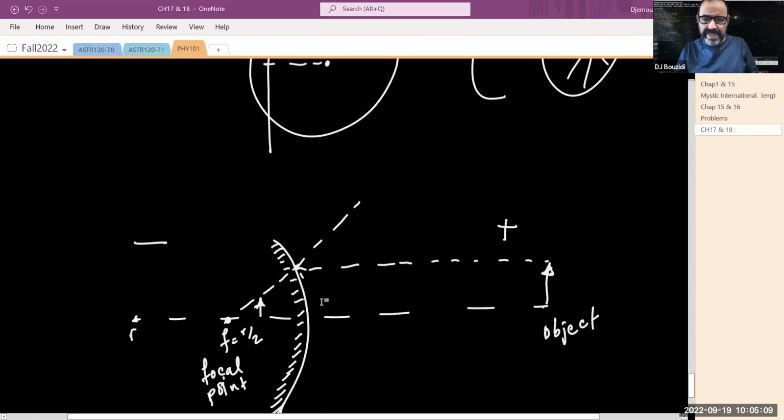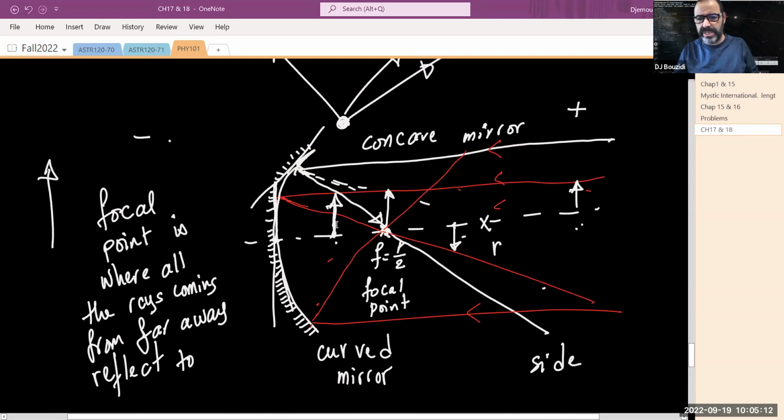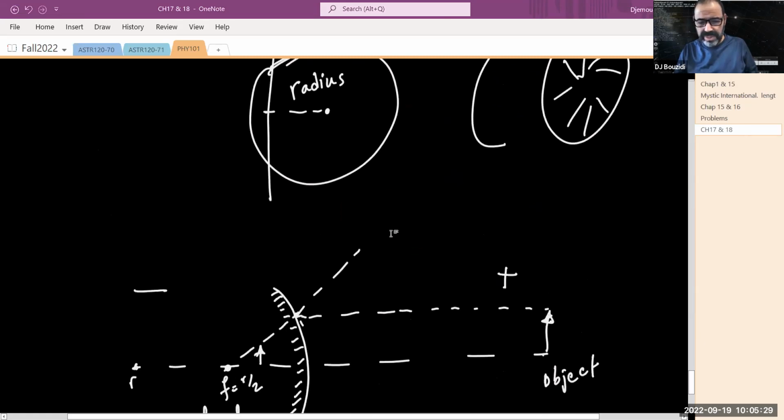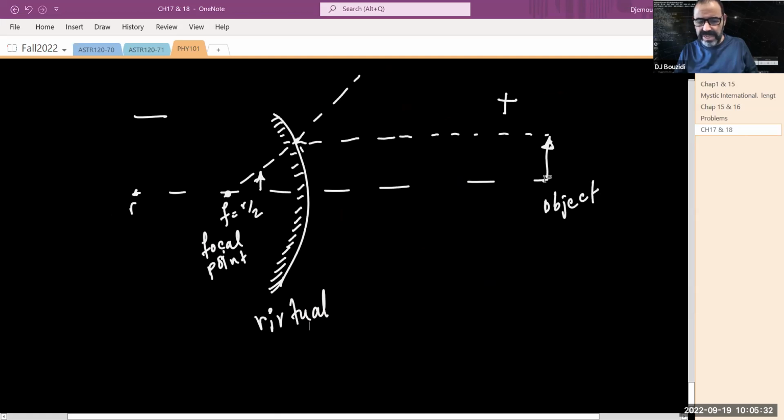Unlike the previous case, that can be real or virtual depending on the position of the object. If the object is at a distance less than the focal point, the image is actually virtual. But if it's at a higher distance than the focal point, then the image is actually real. When it's sitting on the focal point, then you have a problem. In this case, if the object is far away, it looks smaller, and the image is going to be straight up.